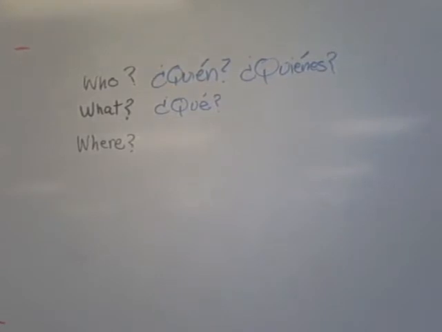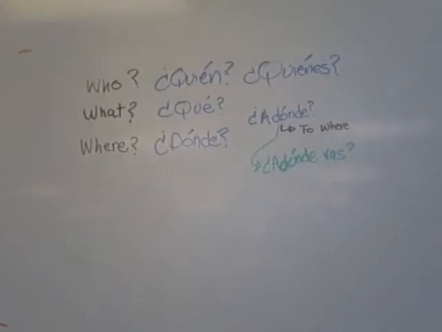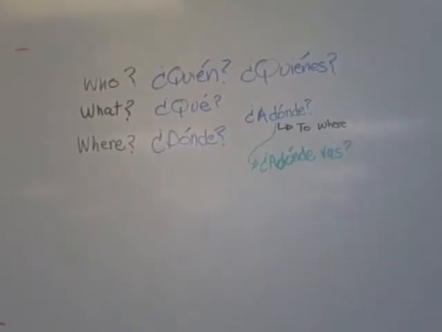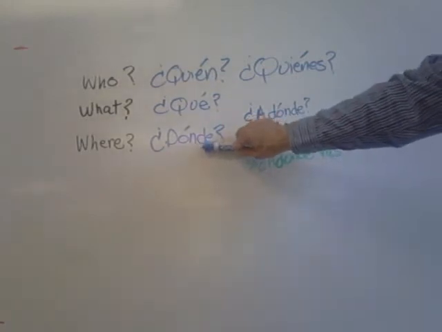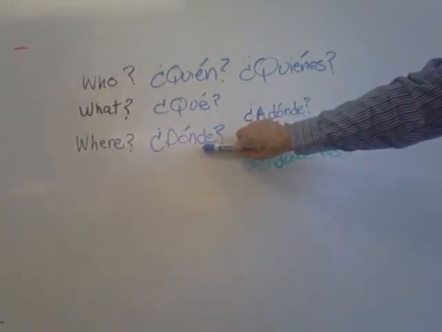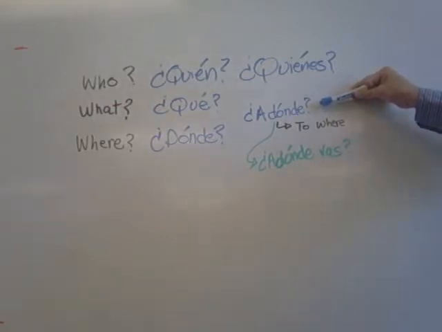Where? That's dónde in Spanish. Notice that dónde also has an accent over the O. Oh, but wait a minute, there's a couple of things we need to add to this. ¿A dónde means to where, in the sense of ¿A dónde vas? Where are you going to? It involves movement. Dónde is static. ¿Dónde está mi libro? Where is my book? My book's not moving anyplace. I just want to know where it is. ¿A dónde vas? To where are you going? It involves a destination and movement in the sentence.